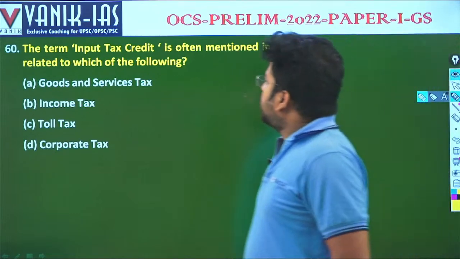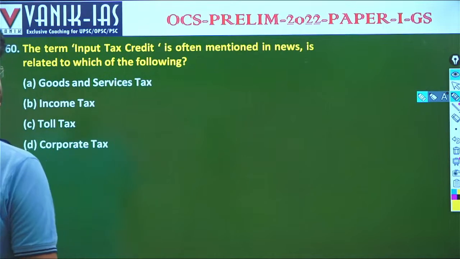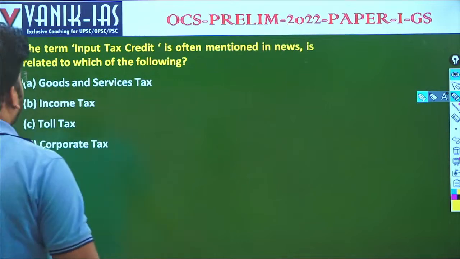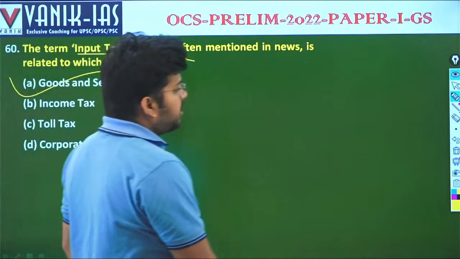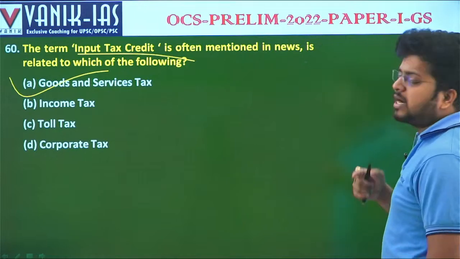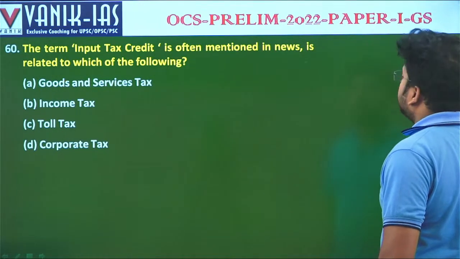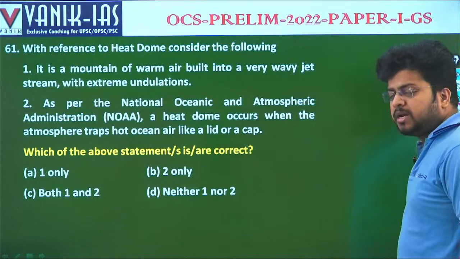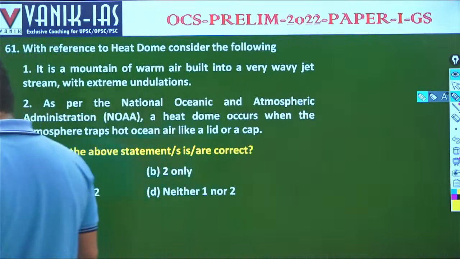The term input tax credit is often mentioned in the news. It is related to Goods and Services Tax. Input tax credit in GST is to stop the cascading effect. GST is an indirect tax regime. The rate is finalized by the GST Council. The chairman of the GST Council is the Union Finance Minister, and the members are the state finance ministers.